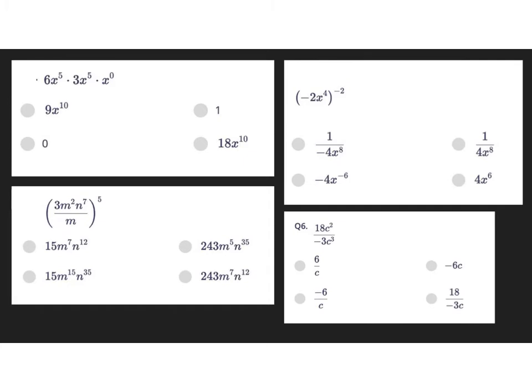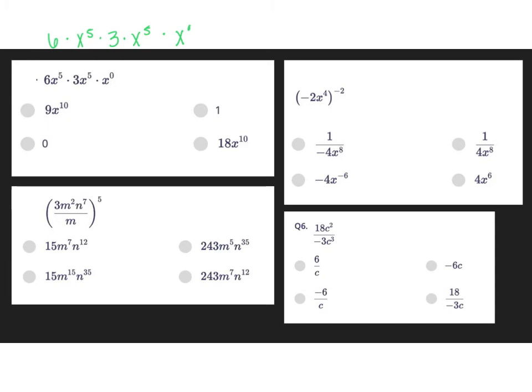All right, moving on to this slide here. The first thing I'm going to do in the top right one is pull this expression apart. This is actually 6 times x to the 5th, times 3 times x to the 5th, times x to the 0th.